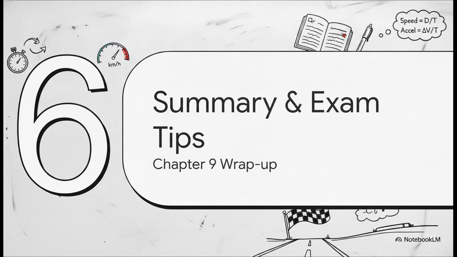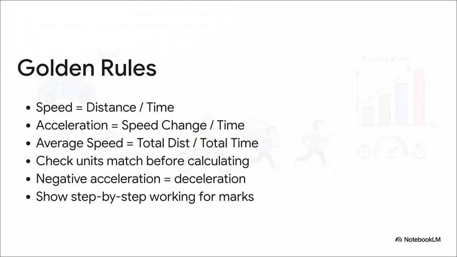For our final section, let's pull all of this into a quick, punchy study guide you can use right before your test. Seriously, take a mental screenshot right now. These are your golden rules. Remember your core formulas. Speed is distance over time. Acceleration is the change in speed over time. Average speed always needs the total distance and the total time.